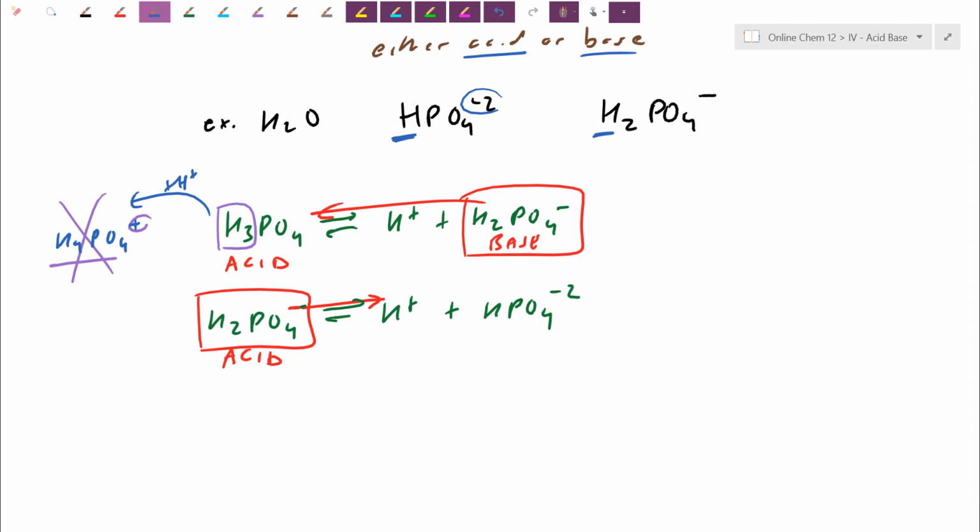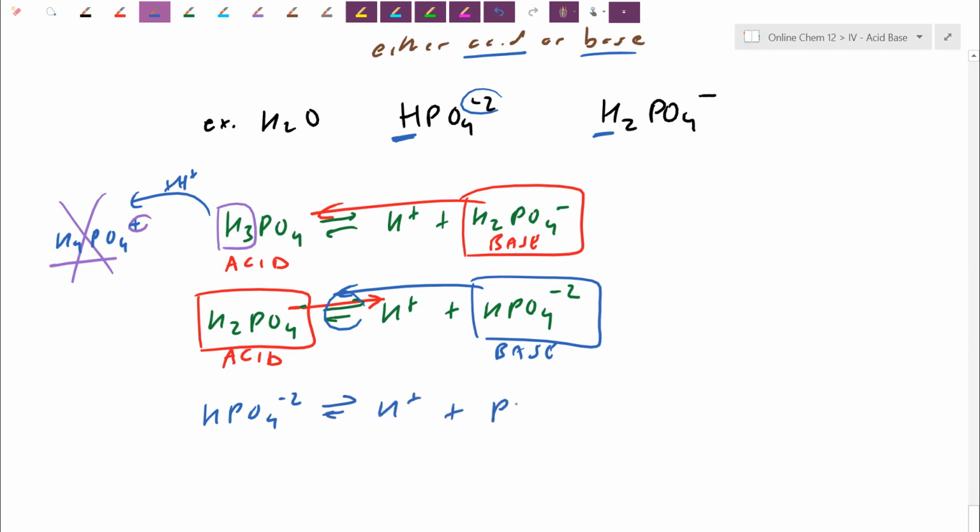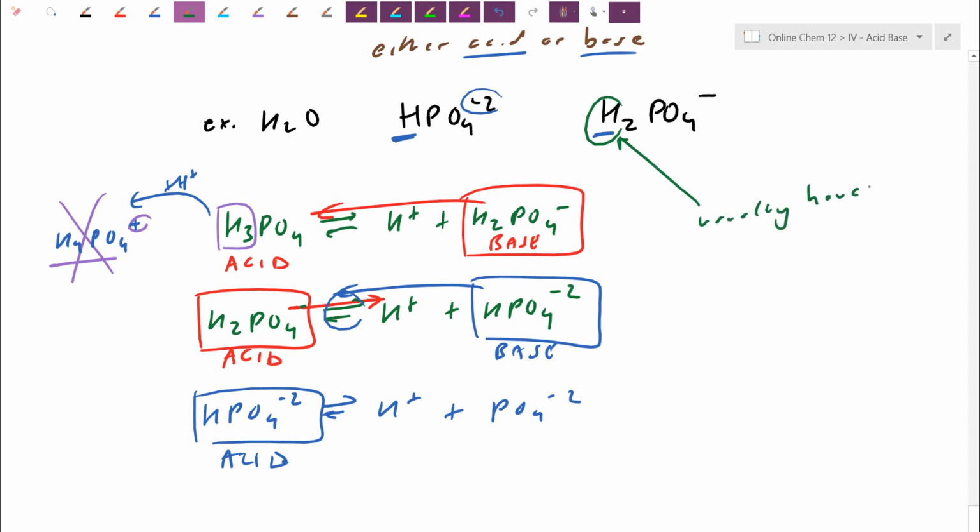HPO4 minus 2, in a similar way, if it goes in reverse, given that this is weak, this is a base, fine. But HPO4 minus 2 still has a proton it can release. I can get rid of an H+, so I'm now also an acid. So that's why, just as a hint, this is not a constant thing, but basically for amphiprotic species, usually you will need to have an H, and it usually has a negative charge.